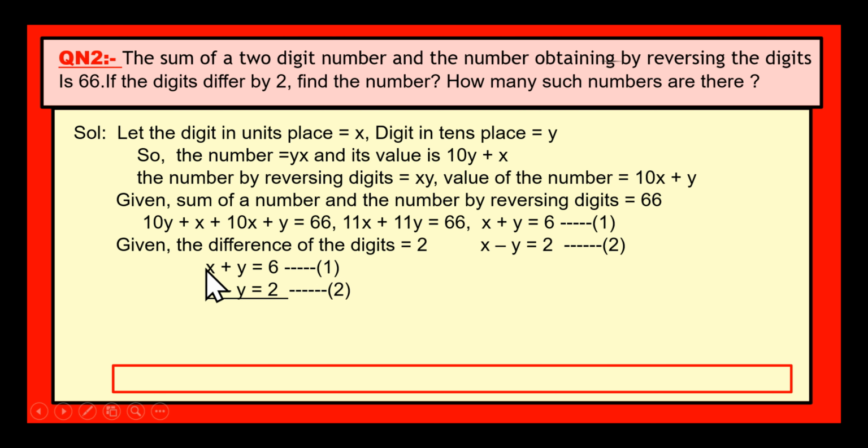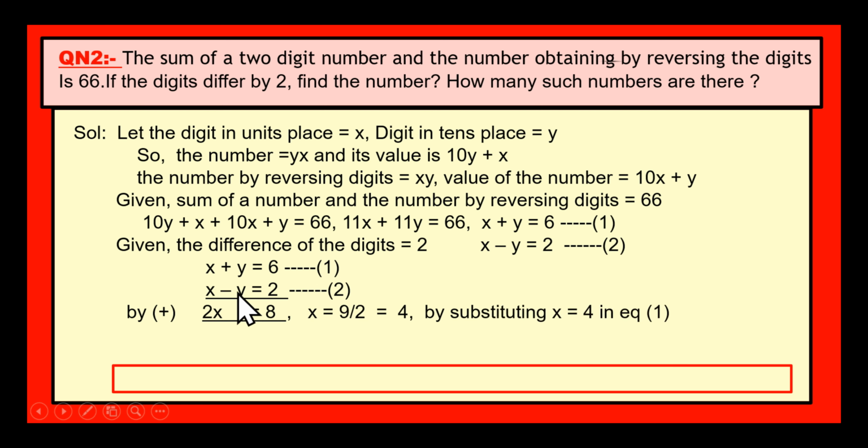Now, if you observe, the x coefficients are the same and the y coefficients are also the same. This is plus 1 and this is minus 1. Therefore, let us add both the equations. x plus x is 2x, and plus y and minus y will cancel, and 6 plus 2 is equal to 8. 2x is equal to 8 and x is equal to 8 divided by 2. Dear students, what is 8 divided by 2? 8 divided by 2 is equal to 4. Please correct this, it is 9 now. You may please change this to 8. 8 by 2 is equal to 4.